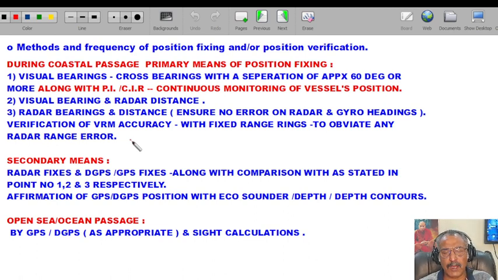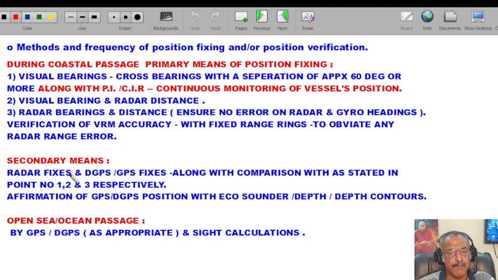And the tool you have here is fixed range rings. You need to overlap your VRM on the fixed range rings. You get the variance, 0.2, 0.1, that same error at that range. You can apply it on the chart when you're putting the LOP. You can get the LOP. Not rocket science.